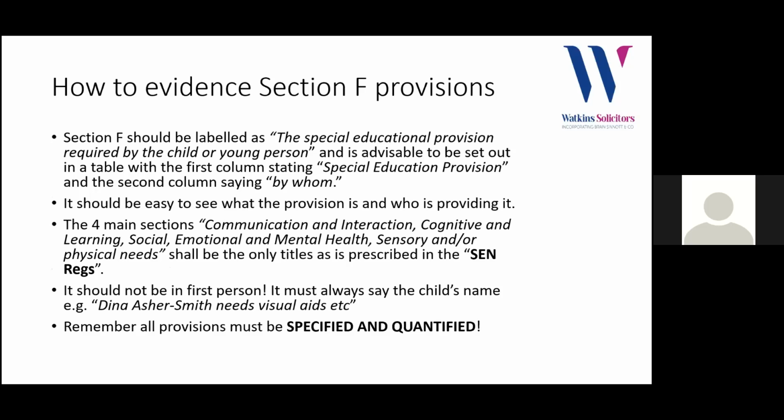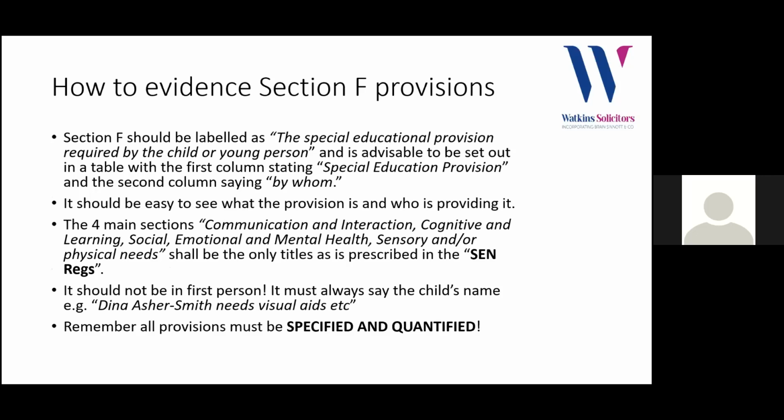Section F should be labelled the special educational provision required by the child or young person. And if you're at home looking at your EHCPs tonight with your little tipple, just draw a column and look at the provision that is to be provided, and then have a second column on your little pad saying by whom. It should be easy to see what the provision is and who is providing it.